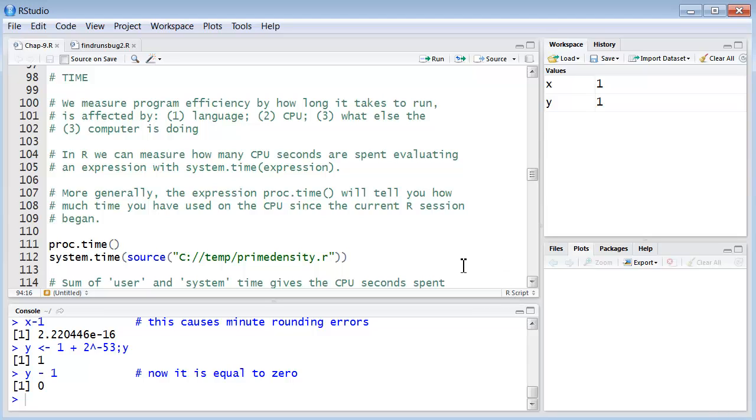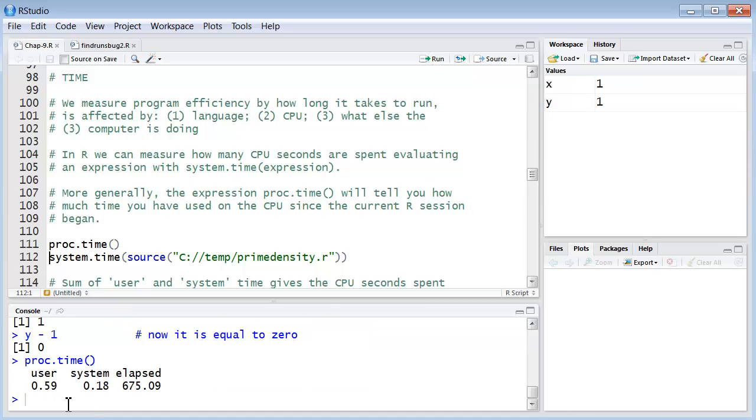So let's try this. Here's proc.time. I've been on this session not very long. So if we run proc.time, there it is, 675, so it's been longer than I thought. Let's do system.time. System.time is going to specifically measure how fast whatever this expression is. And this expression, you may recall, is one of the prime density functions. This one is generally inefficient, but it doesn't have a lot of records. So we're going to source that off of my computer, and we're going to see how long it takes with system.time.